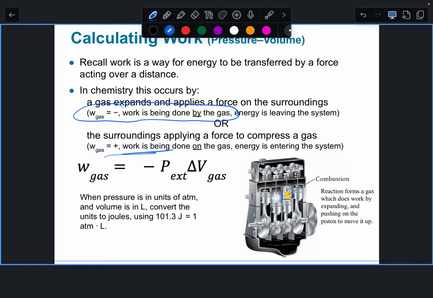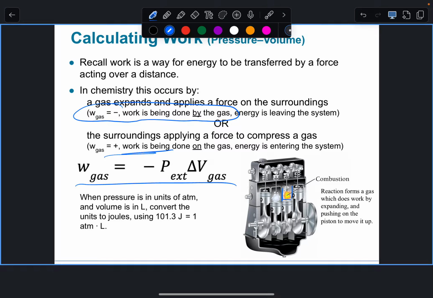It's calculated also by a pretty straightforward equation. Work is equal to negative P delta V. Okay, so whatever pressure is being applied or is being caused by the gas times the change in volume. So how big or small does that volume get? And then the negative sign is what's going to make it the correct either work being released or done.